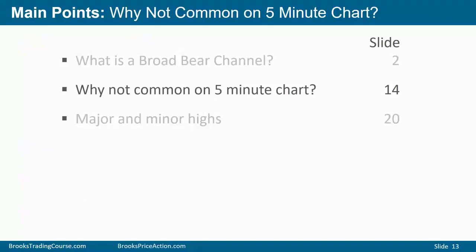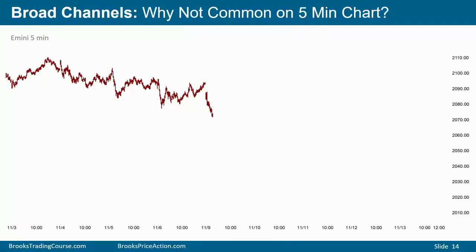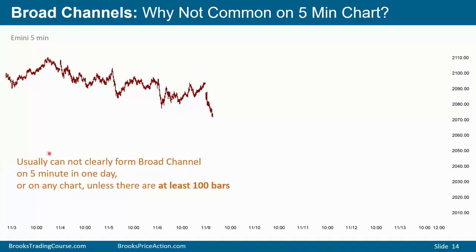Why are broad bear channels not all that common on 5-minute charts? Here are several days of a 5-minute chart. Each day is 81 bars, so this is over 200 bars. Usually, you cannot be sure that the market's in a broad bear channel until there are at least 100 bars. And that is because a broad bear channel has bull legs that last a lot of bars. And by the time you get a couple bull legs lasting 10 or 20 bars, and then you add in the bear legs, you end up with more than 100 bars, more than what you would see on a 5-minute chart on the screen.